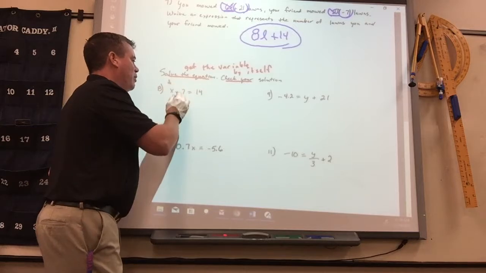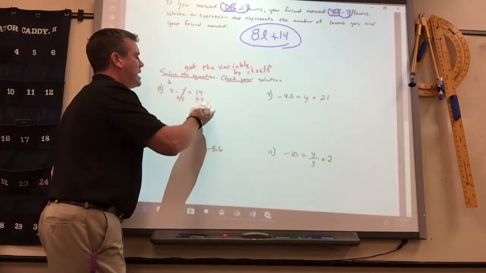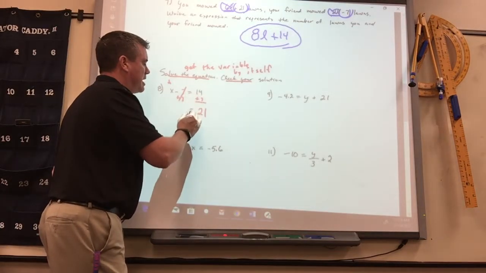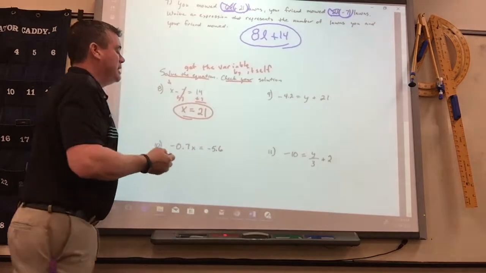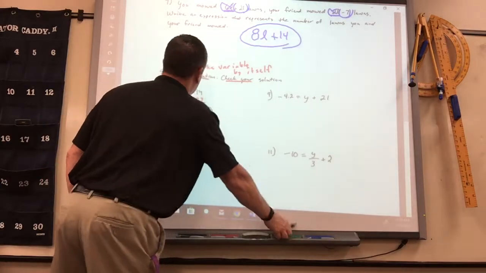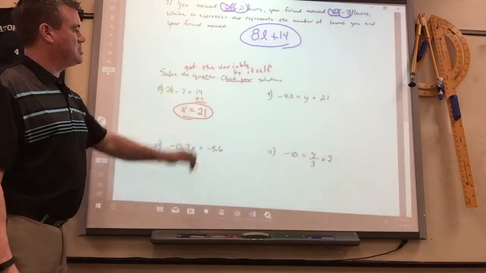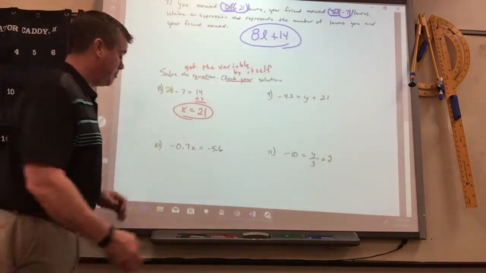So here's the letter. We got to get rid of the minus 7, so we do the opposite. You add 7. Add 7 to the other side. That makes 21. Drop the equal sign down, and you're left with x there, so it's solved. The letter's by itself. And what they mean by checking is if you just go back, put 21 in place of the x, 21 minus 7 does equal 14. So you can check every one of your answers to make sure you got them right.